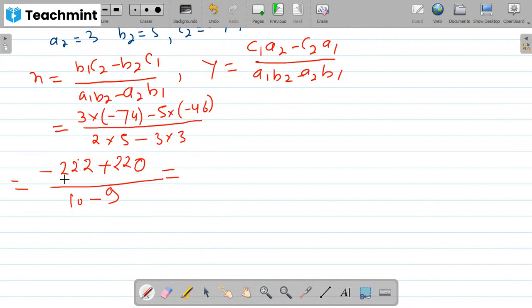After solving, the negative is larger than the positive, so 222 plus 230 gives minus 2 by 1, and after this the value of x is minus 2.